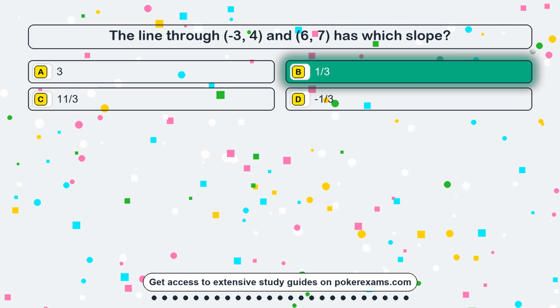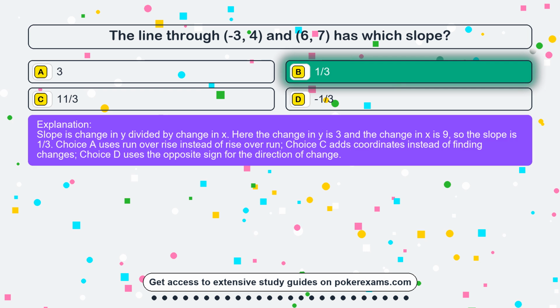The correct answer is option B, 1/3. Slope is change in y divided by change in x. Here the change in y is 3 and the change in x is 9, so the slope is 1/3. Choice A uses run over rise instead of rise over run, choice C adds coordinates instead of finding changes, choice D uses the opposite sign for the direction of change.